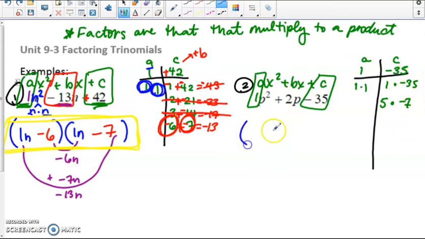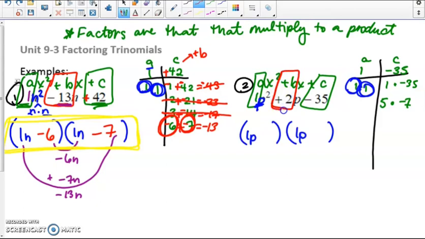We set up our two parentheses. We grab our factors of a, which are going to be 1. And remember, it has a p there, so p squared means I have to take a 1p. And then my other factor is 1, and it still has a p, so 1p. And now we have to find our factors here that will allow us to add to b, which is going to be our positive 2.